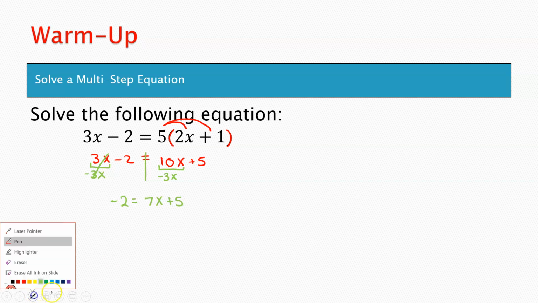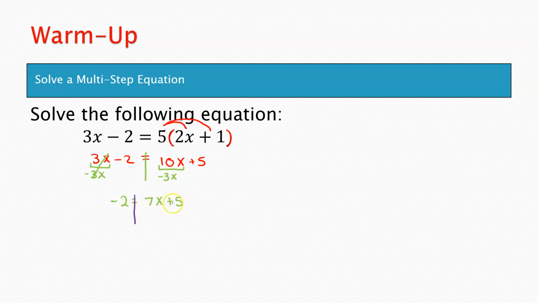All right, we got a two-step equation. It is a little backwards than what we're used to, but we can still do it. How do I get rid of that 5? We go ahead and subtract 5 from both sides. Minus 5, minus 5. Negative 2 minus 5 is negative 7. That is equal to 7x.